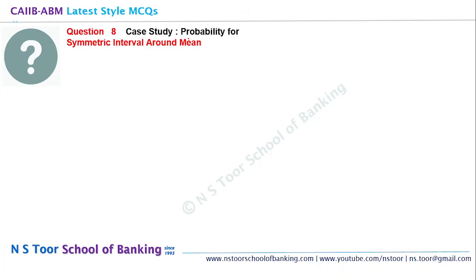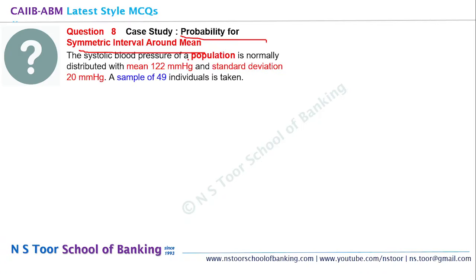Probability. Here we have to calculate regarding probability. Probability for symmetric interval around mean. Here mean is given and you have to find out the probability. A systolic blood pressure of population. This is an important one. A systolic blood pressure of population is normally distributed with mean 122 mmHg. What is the mean here? 122. Standard deviation is 20 mmHg. What is standard deviation? 20.